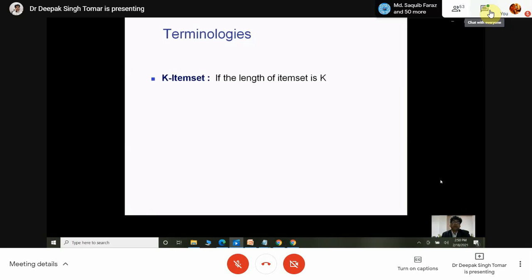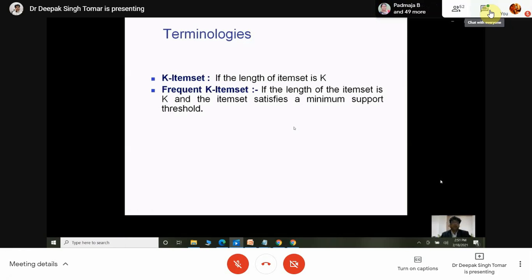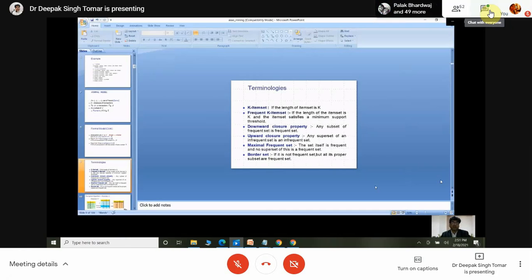If we have only bread, it is a 1 item set. If we have bread and butter, it is a 2 item set. If we say bread, butter and milk, it is a 3 item set. If we take bread, butter, milk and egg, it is a 4 item set. Frequent item set: if an item set of length K satisfies the support threshold, that is called a frequent item set.